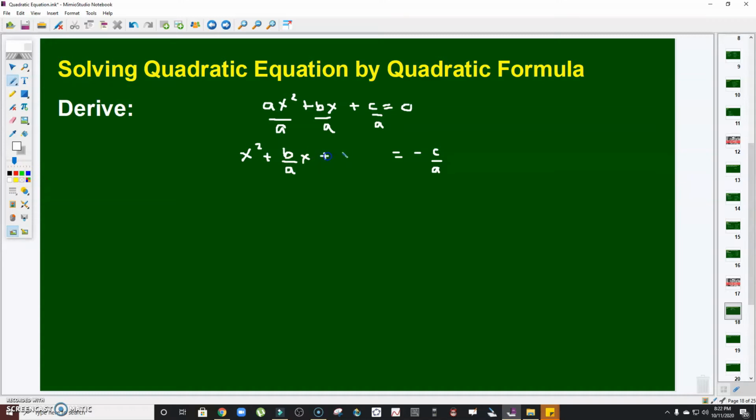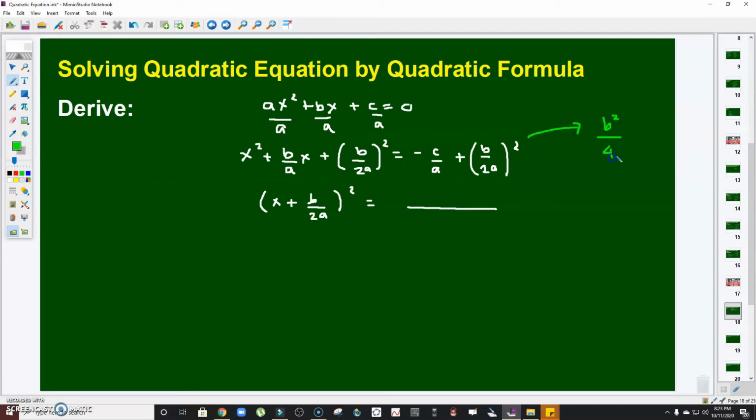So I'm going to add b over 2a, squared, here. See that? If I add b over 2a squared on the left side, I'm going to do that as well on the right side, to maintain equality. Now, my left side is already a perfect square. So that one can be written as x plus b over 2a, squared, equals. Now, take note, I can simplify this already. So let me rewrite it. This one is actually b squared over 4a squared.